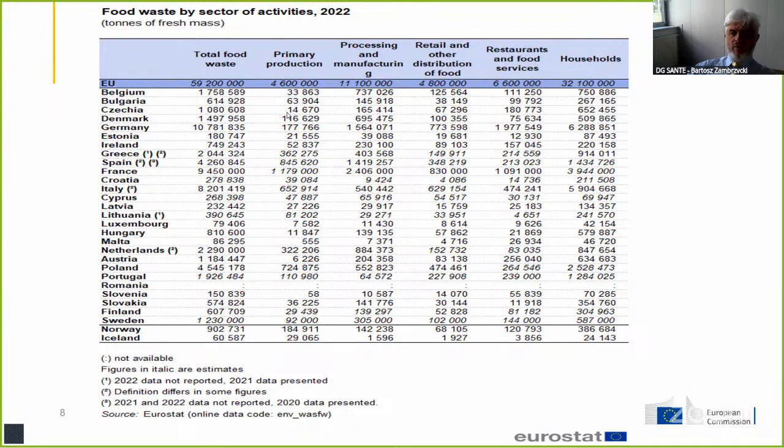For instance, if they are small agriculture, they always have the question of whether their food waste should be counted as a household or as primary production. In some countries with a large number of small farms, this is a pertinent question. Some countries have problems with processing and manufacturing. We ask for tons of fresh mass, but what if the food waste is drying quickly? Then what goes to processing is a much lower number than tons of fresh mass.